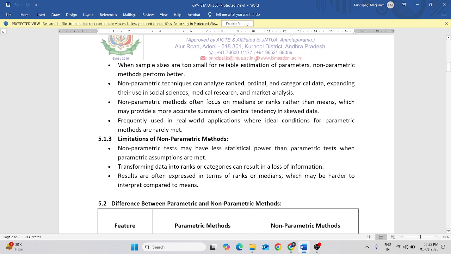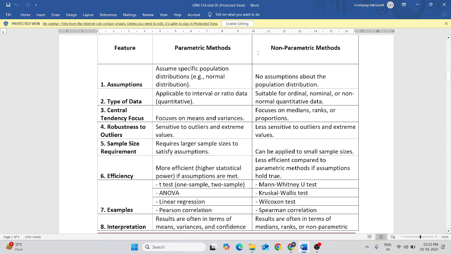So let us go through the differences between the parametric test and the non-parametric test. On assumptions: in the parametric test, we assume a specific population distribution. But in the non-parametric methods, as I told, the procedure does not take into consideration any population parameter. That's why we call it a distribution free test.